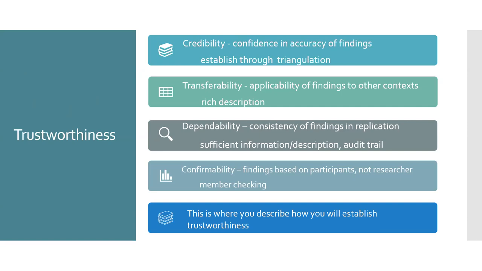You need to be able to, how are you going to show that? Transferability. How applicable will your findings be to other contexts? That's why we need to talk about thick, rich description so that we can see maybe there's similarities, maybe there's a few similarities, maybe there's a whole bunch of similarities. So how much description can you provide so we can see how applicable your findings might be to someone else?